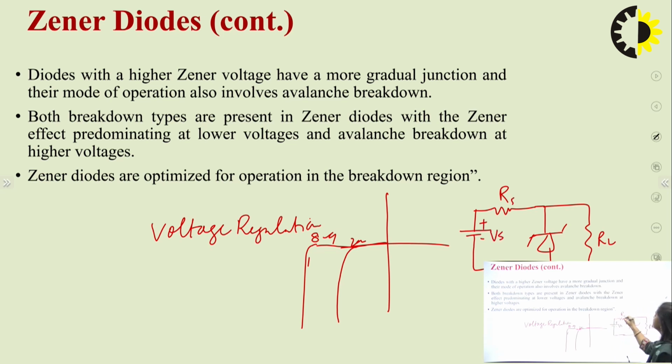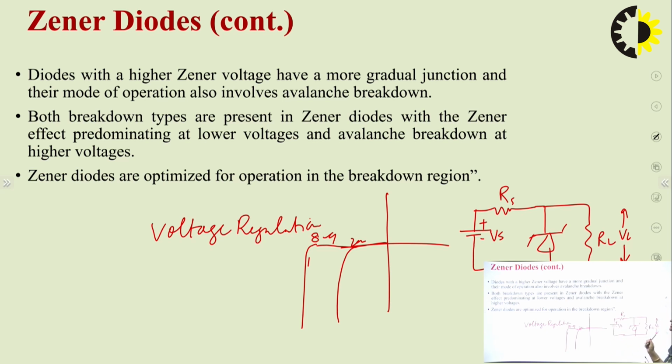So this is the series resistance that is connected with the Zener diode. Voltage regulation means we have to maintain the voltage across this RL constant, where VL is the voltage. So this VL should remain constant. Either your Vs may be fluctuating, or your RL may be variable, but VL must be constant.